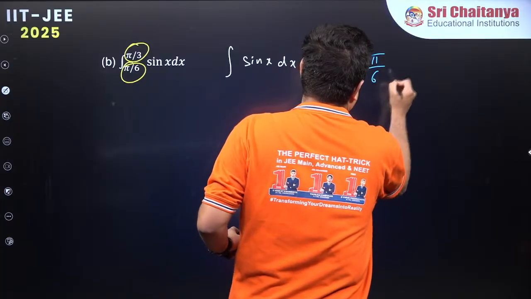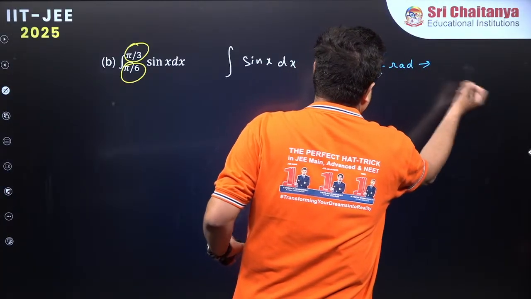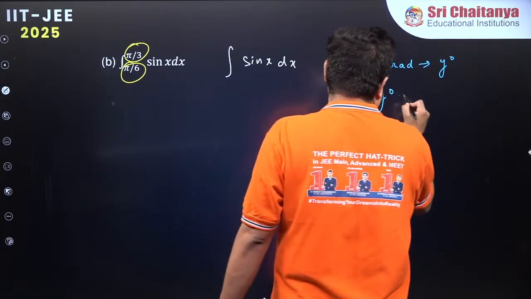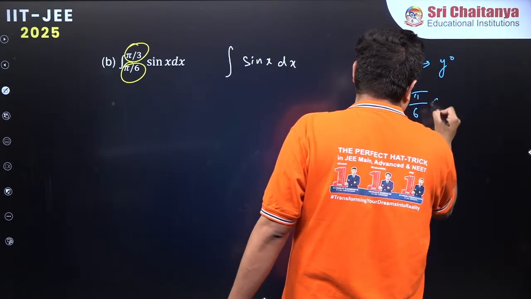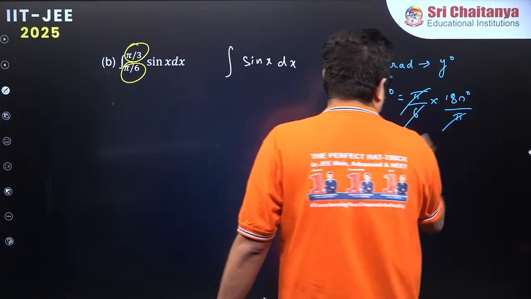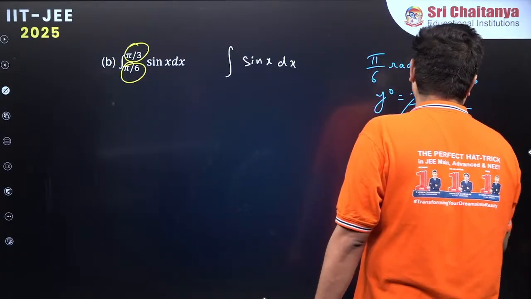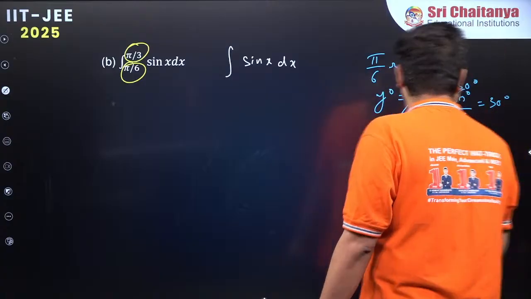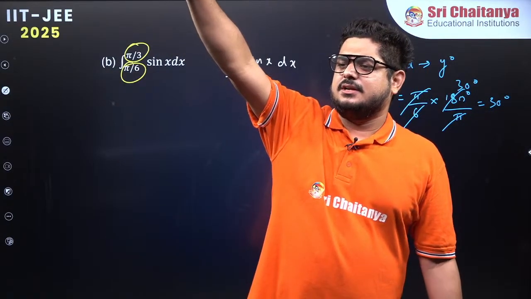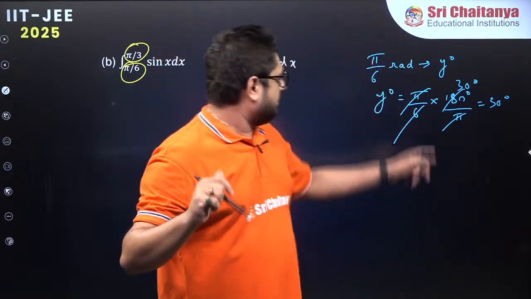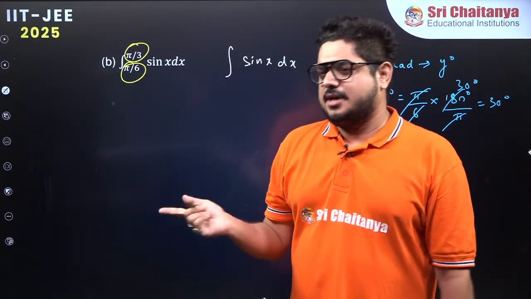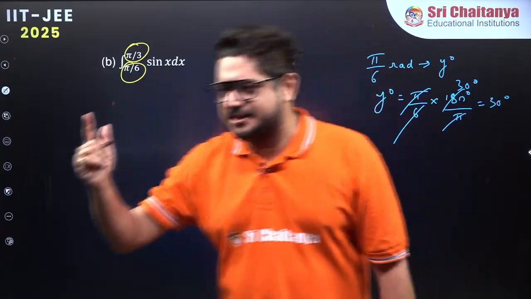Pi by 6 radians needs to be converted into equivalent y degrees. So y degrees is pi by 6 into 180 degrees by pi, isn't it? Pi gets cancelled out, and 180 divided by 6 is 30 degrees. If yes, give me a thumbs up.